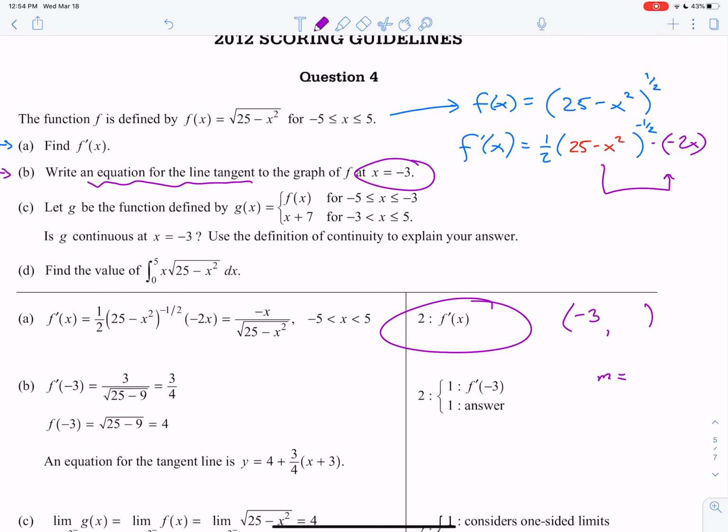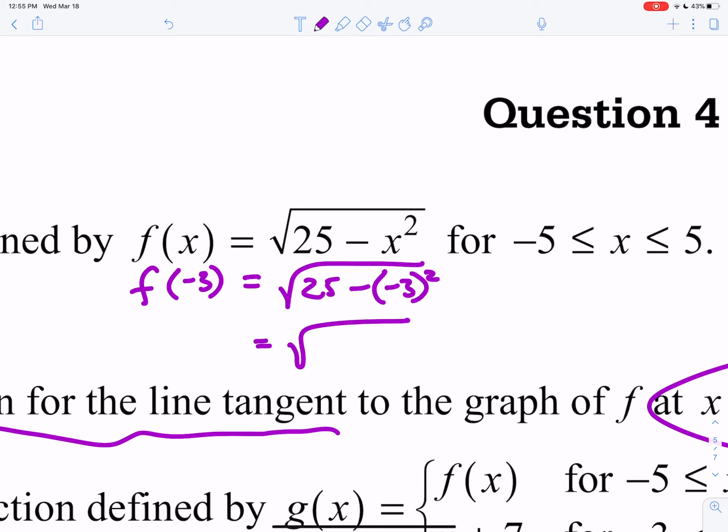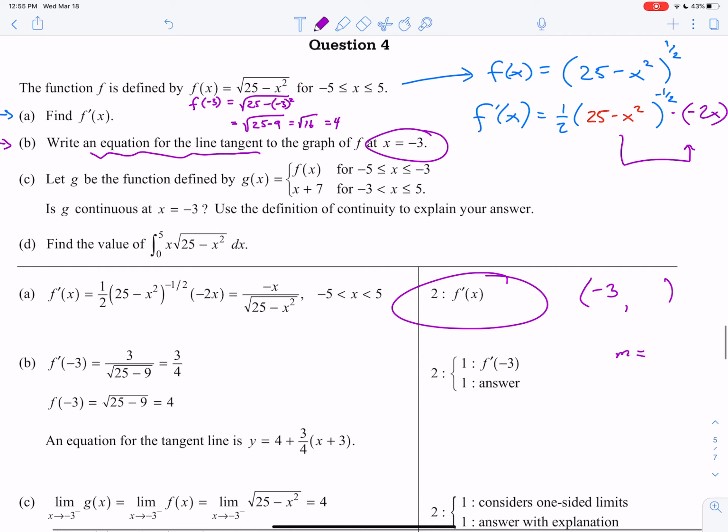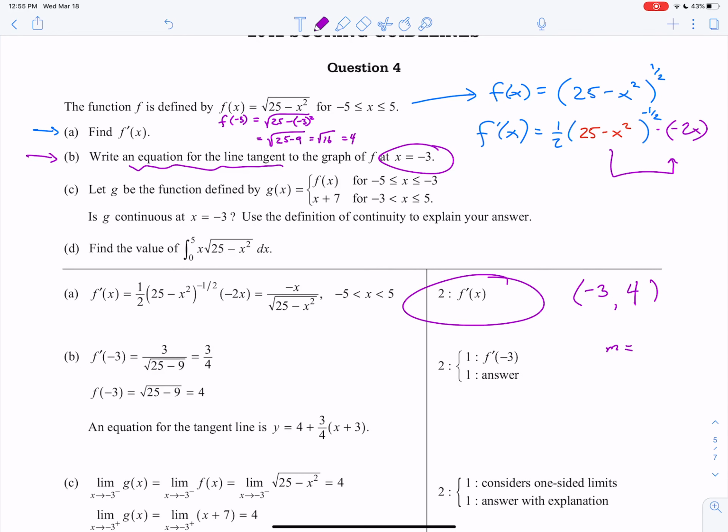So if we're trying to find the line tangent to the graph of f, so if I plug in -3 here into f, I'll get the square root of 25 minus -3 squared. That's going to give me the square root of 25 minus 9, which is the square root of 16, which is 4. That is your y-coordinate. So now we have a point, but we're missing our slope. So remember that slope of a tangent is really just derivative, which is what you just solved for in part A. Okay? Now, what I'm going to do is I'm going to find f prime of -3.